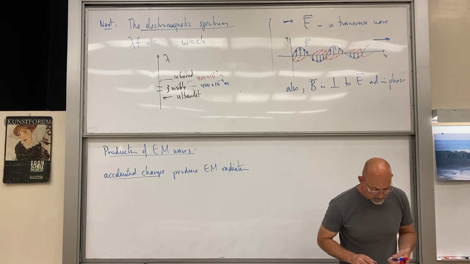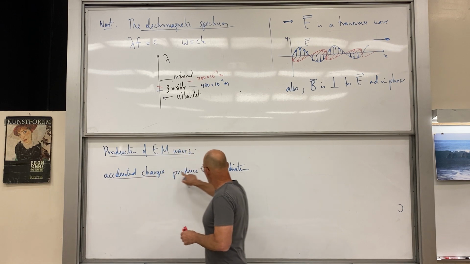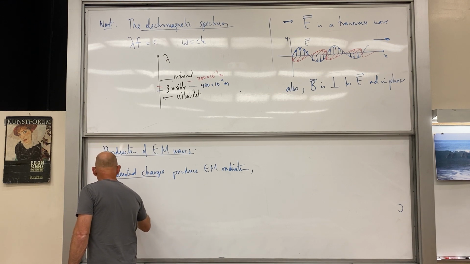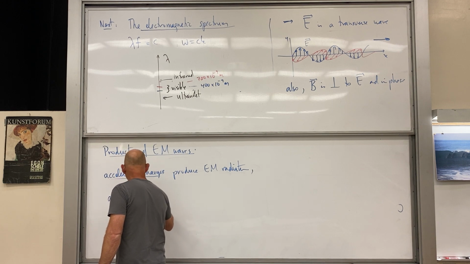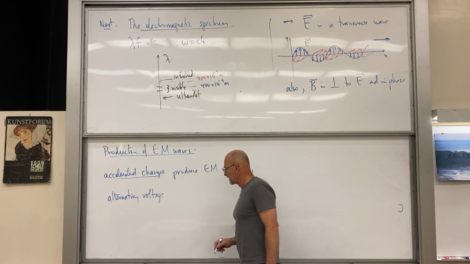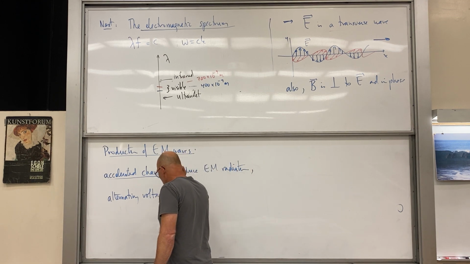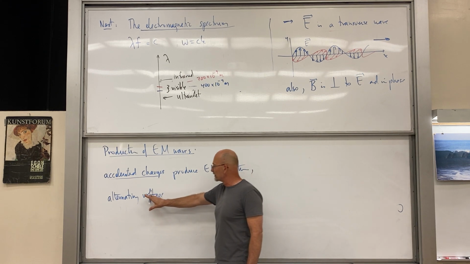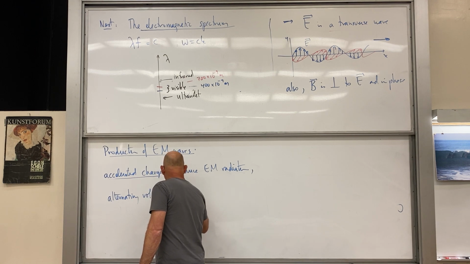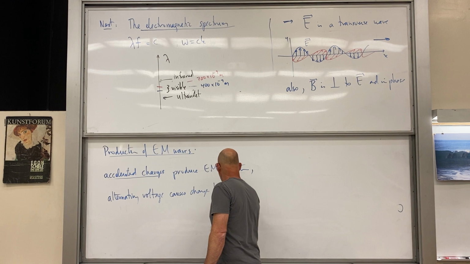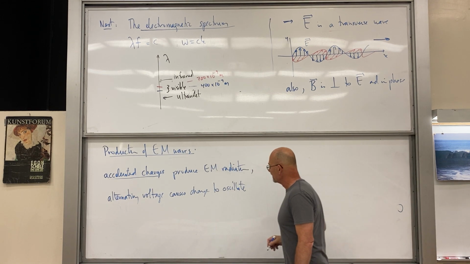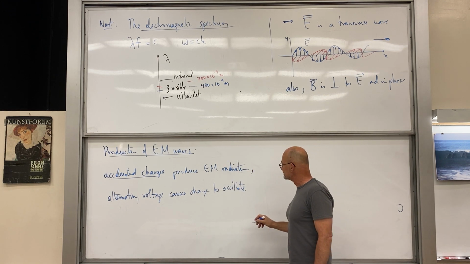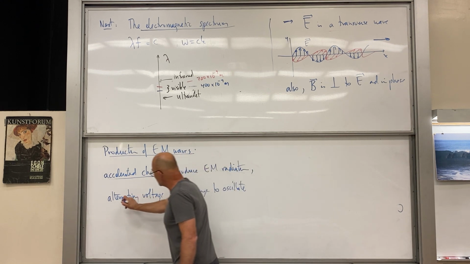Okay, I'll just write. So since accelerated charges produce electromagnetic radiation, if you had an alternating voltage across some circuit, that would cause E fields and charges to oscillate. So alternating voltage causes charge to oscillate, and then it will give off these electromagnetic waves. So how do we get an alternating voltage?